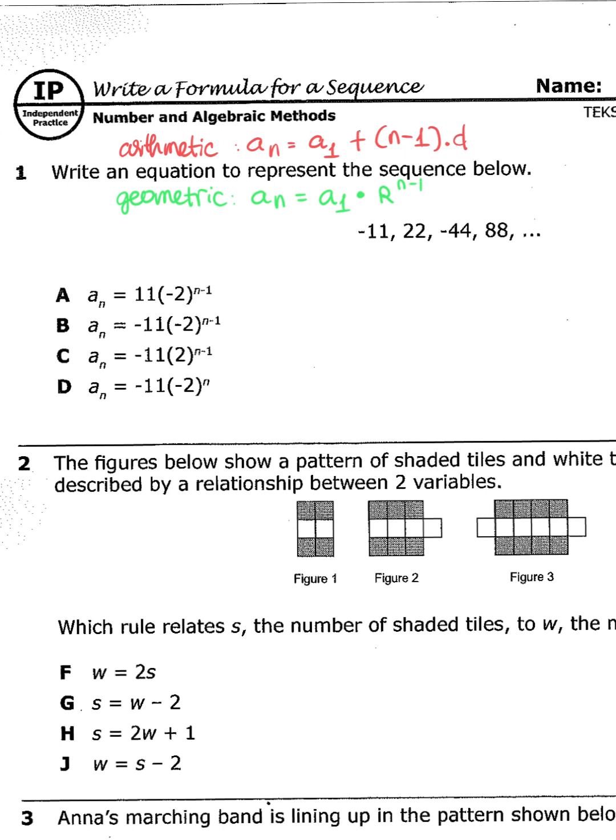All right, so we're going to look at number 1. Write an equation to represent the sequence below. You can see the relationship between the first and the second number is multiplied by -2. 22 to -44 is also multiplied by -2, okay? So the first term will be -11, so I can eliminate this. And the ratio will be -2, so I can choose either B or D, but it needs to be the ratio raised to the power of n minus 1, so B is the correct answer.